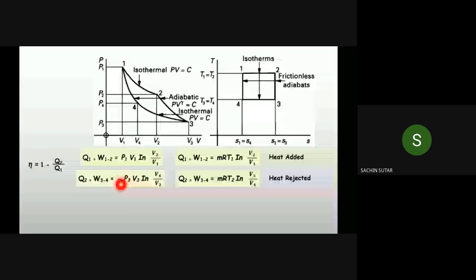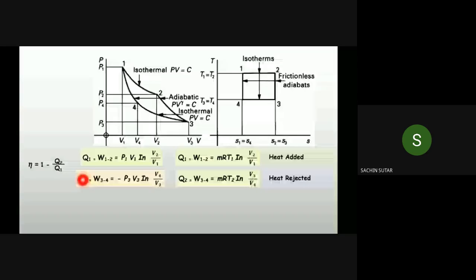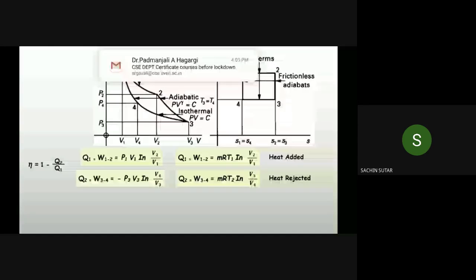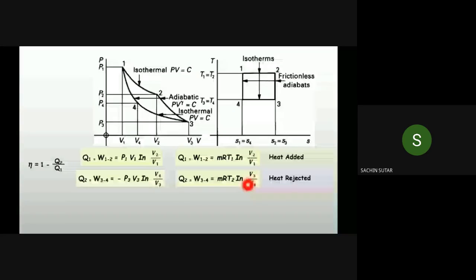Work is obtained by which process? Here, isothermal compression process. And here we say that as PV is equal to MRT, Q2 is equal to W34, which is equal to MRT2 ln of V3 by V4, because if we change the sign here, taking the reciprocal inside the logarithm, then it will become ln of V3 by V4. Now these are the equations. One is heat supplied, and now we also have the heat rejected.